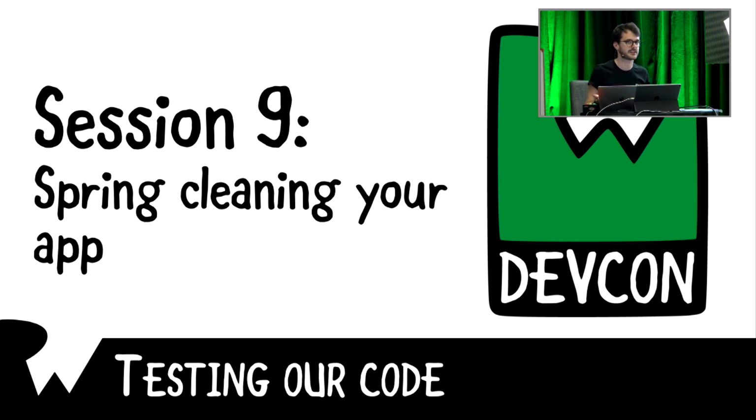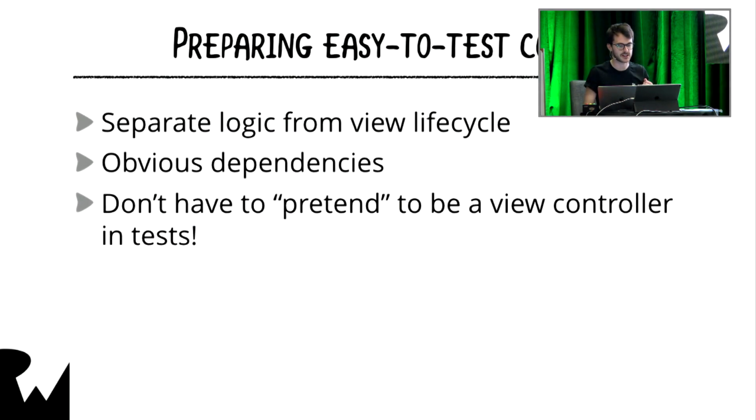Well, we can make ourselves not cause any errors by testing our code, which is what we're going to do now. So some tips for preparing easy-to-test code. You want to separate your logic from your view, and also you want to separate the logic from the view lifecycle. Because if your logic is tied in with, say, a view controller lifecycle, then you have to call methods like viewDidLoad or viewWillAppear in your tests, rather than calling it in terms of what we want to do, which is we start to present our counts.